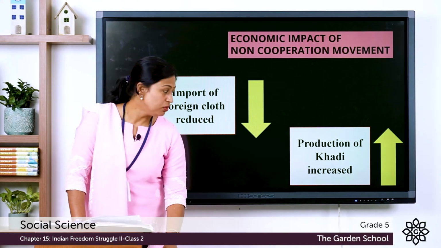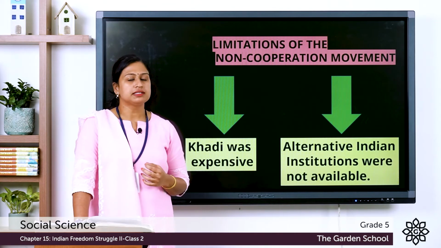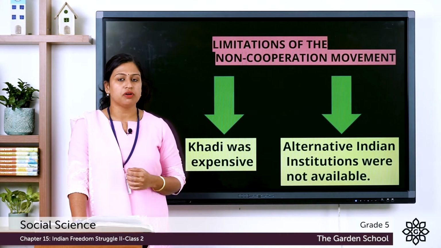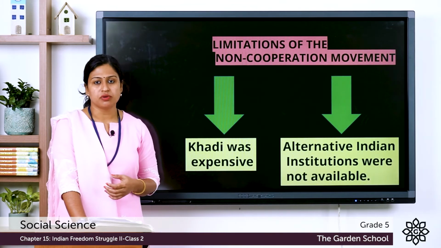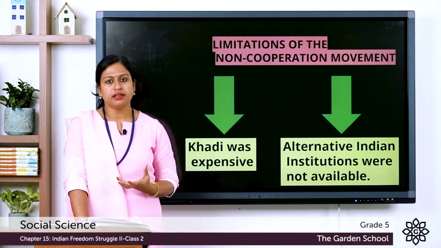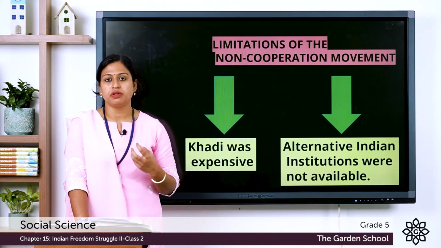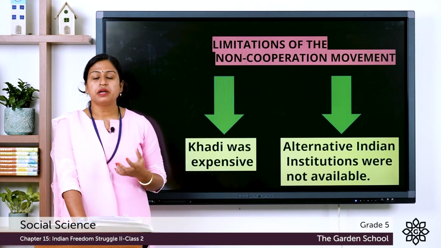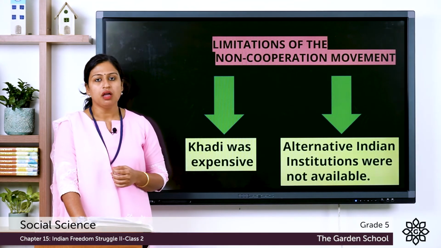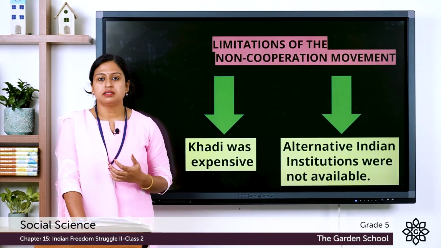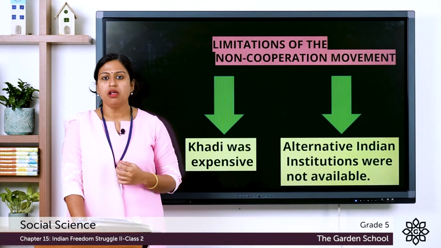Now let's see a few limitations of this non-cooperation movement. As we have already discussed, there was an increase in the production of khadi. The production of khadi was more expensive than the British goods because it involved manual labor, that means human power. So we need many workers to produce khadi products. But British goods were machine-made goods. That's why khadi was very costly as compared to the British goods. So the Indians could not boycott the machine-made goods produced by the Britishers for a long run.